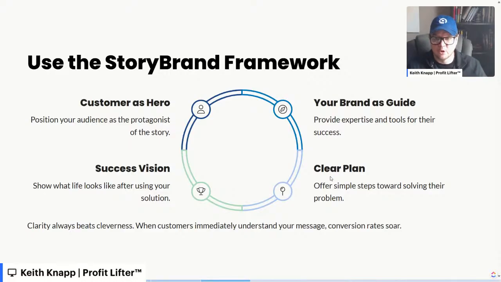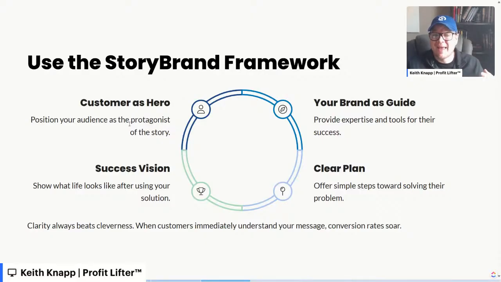It starts with your customer. So your customer as the hero, meaning you position your audience as the protagonist of the story. Everybody wants to feel like Superman. Everybody wants to be the star of the action show. So with the StoryBrand framework, you're positioning them as that hero. You are the tool that is elevating their hero status.